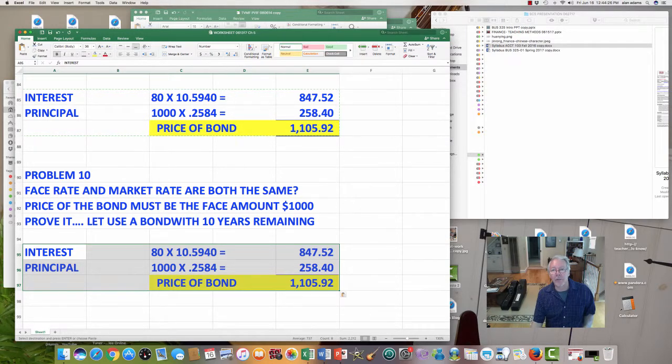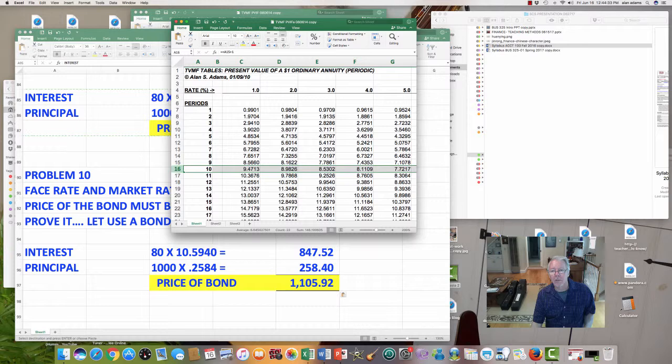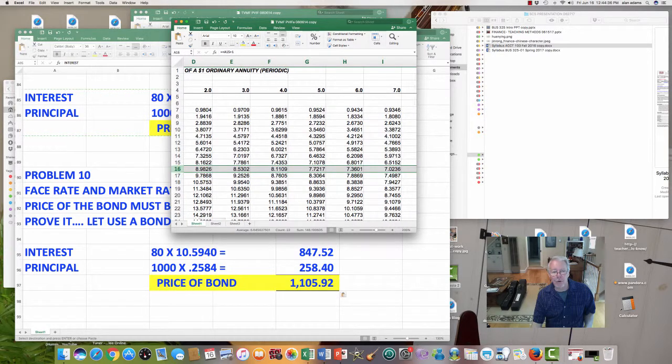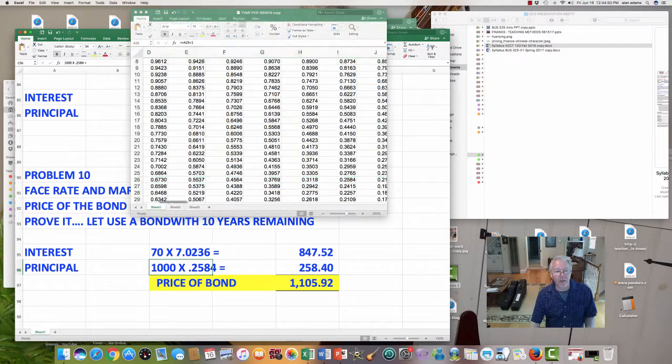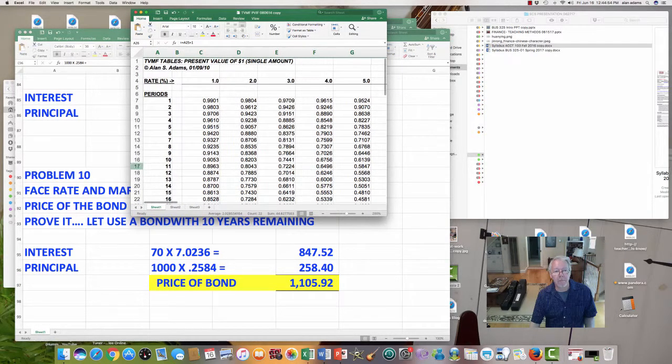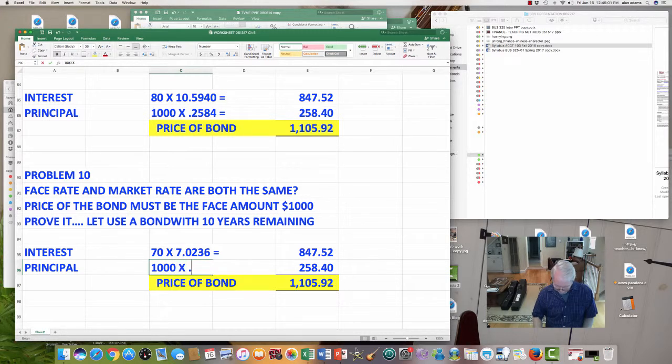Let's go look at Table D. 7% bond, 10 years. Looks like 7.0236. And now we go to Table B. Again, 10 years, 7%, 0.5083. Let's see what we get. 70 multiplied by 7.0236 and 1,000 multiplied by 0.5083. There it is, close enough.